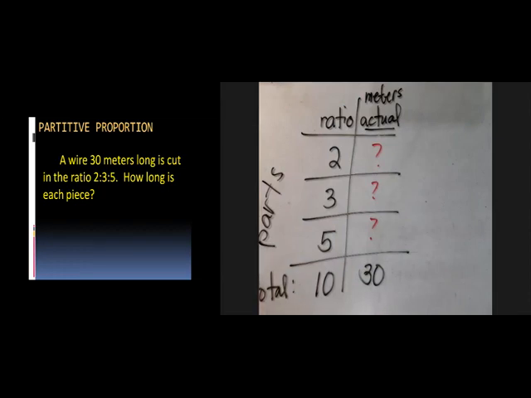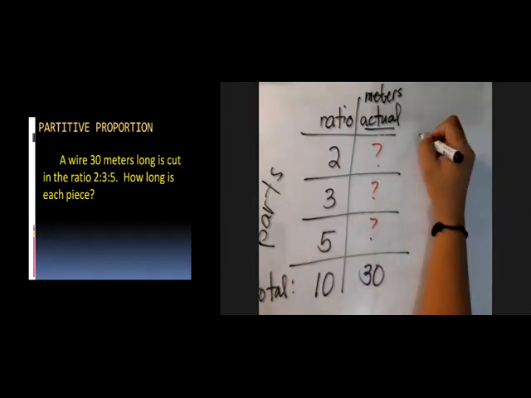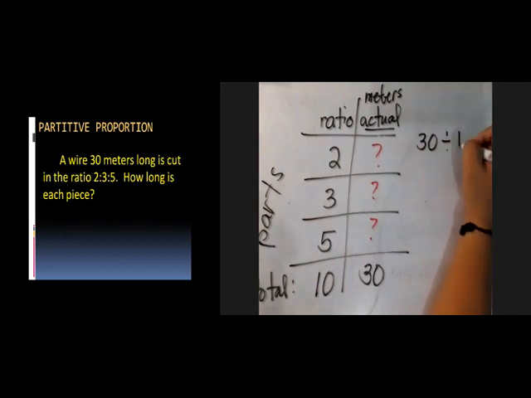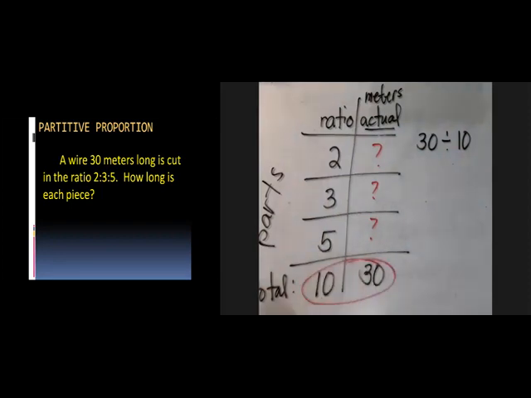First, the first step to solve the problem, okay, medyo ano to ha, wala tayong equation. Ang gagawin lang natin ay ganito. Since we have the total measure of the wire, or the actual length, the total length of the wire, which is 30 meters, we divide this total actual by total ng ratio. Okay, so that's 30 divided by 10. Doon tayo mag-uumpisa. Dito, sa 30. 30 divided by 10.